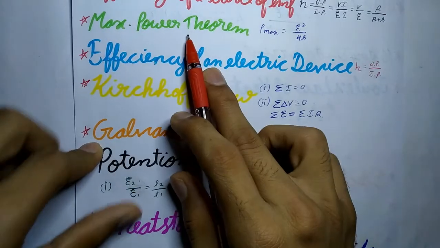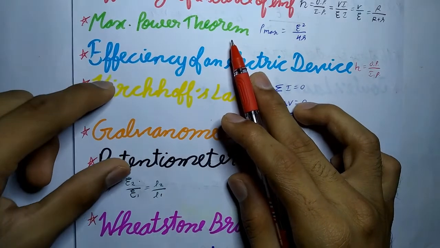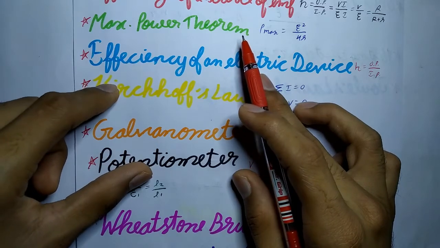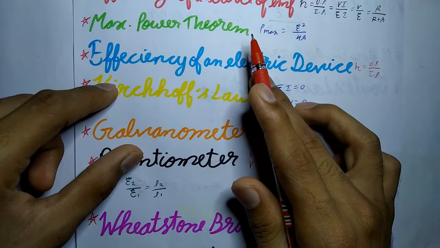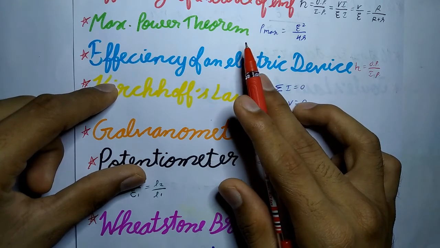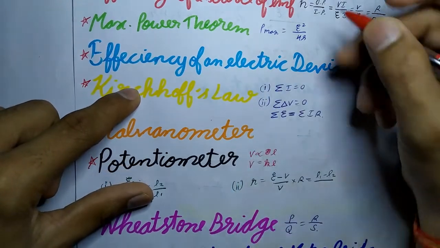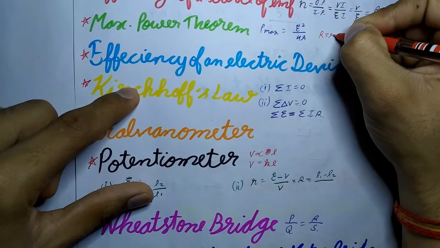Now maximum power theorem. It states that the output power of a source of EMF is maximum when the external resistance in the circuit is equal to the internal resistance of the circuit. When R will be equal to r.